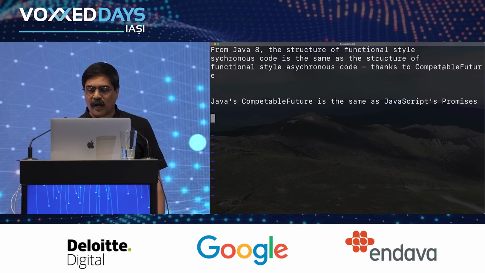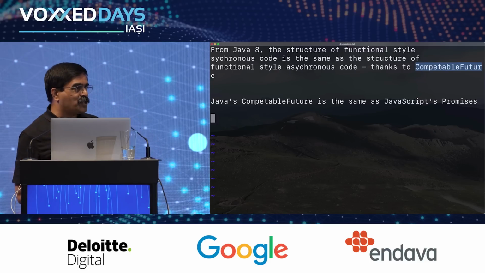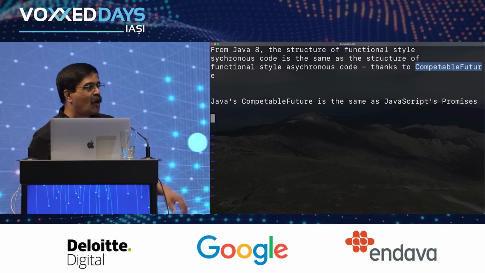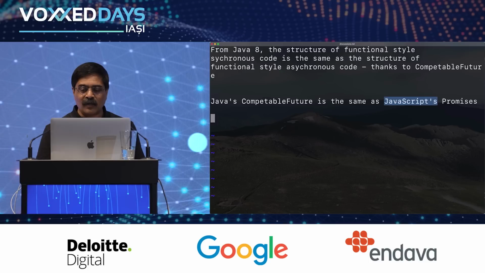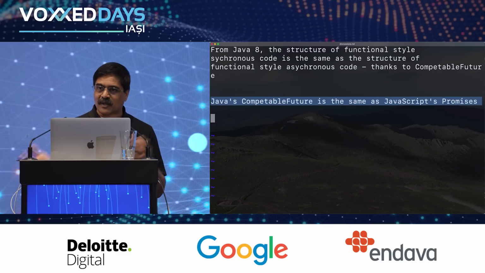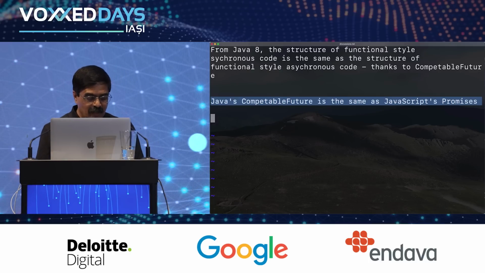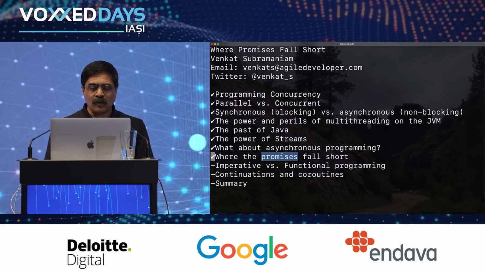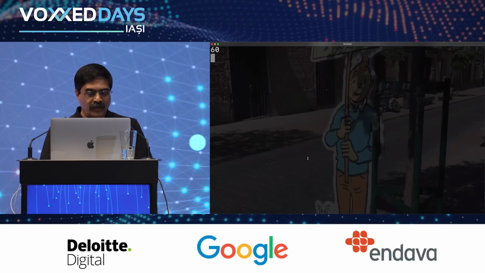I really wish the folks who wrote the API in Java called it promises. I would have learned it in 10 seconds and I would have been done with it. After digging so much, it was a realization, oh my goodness, it's the same damn thing. What they wrote in JavaScript as promises is completable future in Java. So now you know why I call it promises. But I'm going to say promises fall short. Why do promises actually fall short?